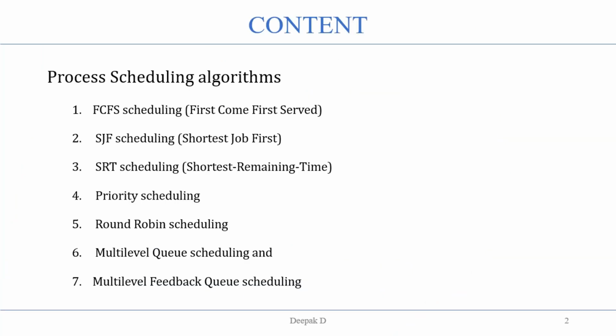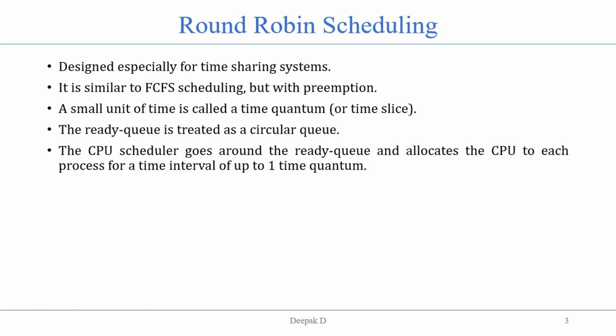Till now we have covered first come first serve, SJF, SRTF and priority scheduling. Now in this session we shall cover the remaining 3 scheduling algorithms. This is round robin scheduling, which is designed especially for time sharing systems. This scheduling is similar to that of first come first serve scheduling, but here one additional condition is that it is preemptive.